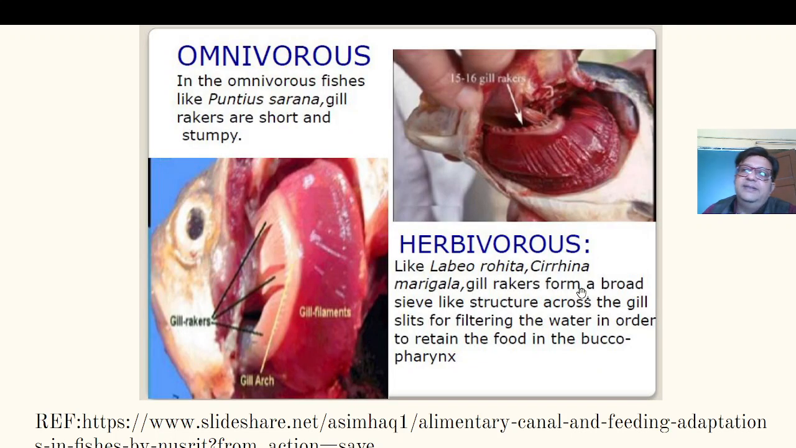Next slide. So in omnivorous fishes, those who eat non-veg and veg, like Puntius sarana, gill rakers are short and stumpy. In herbivores like Labeo rohita, Cirrhinus mrigala, gill rakers form a broad sieve-like structure across the gills. 15 to 16 gill rakers are present over there.